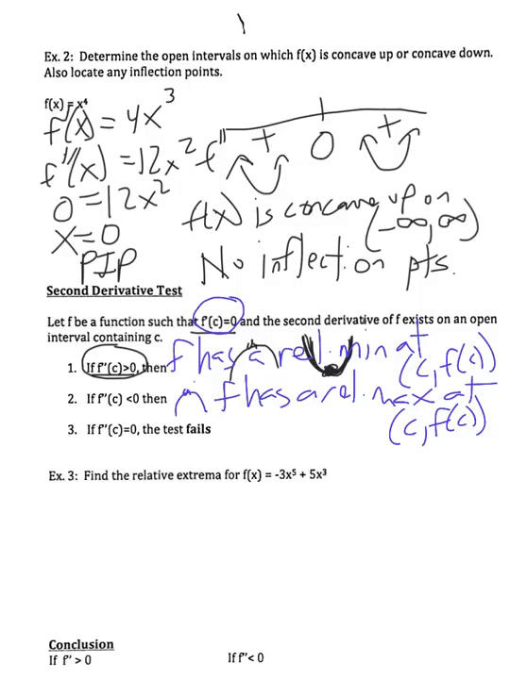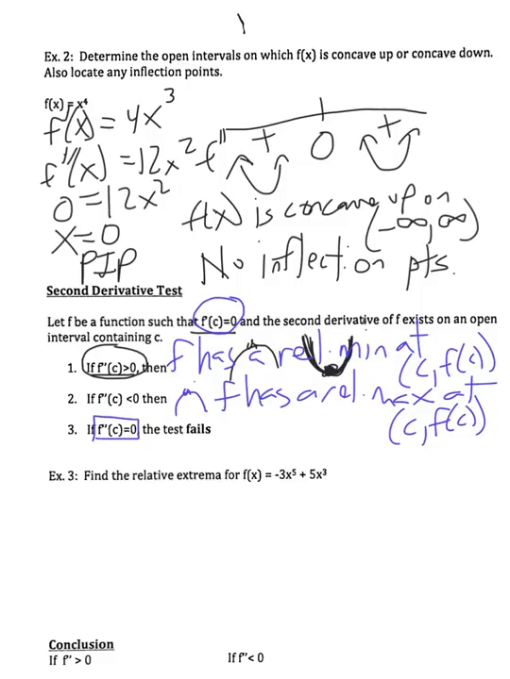And if you plug that c value into the second derivative and it equals 0, then the test fails. You can't make any conclusions. It could be a relative min, could be a relative max, or it could be neither. So this test could fail, in which case you would have to go to the first derivative test and test your intervals and look at it in that regard.